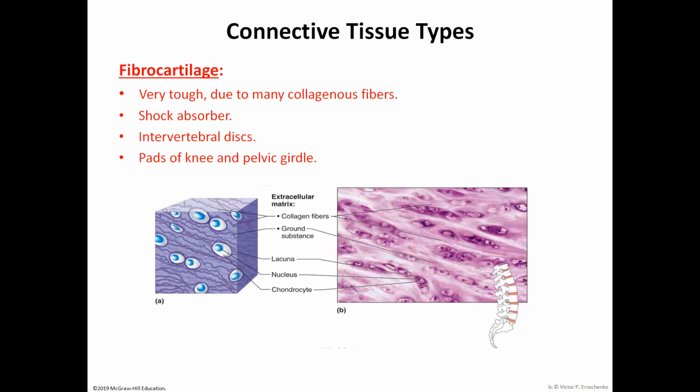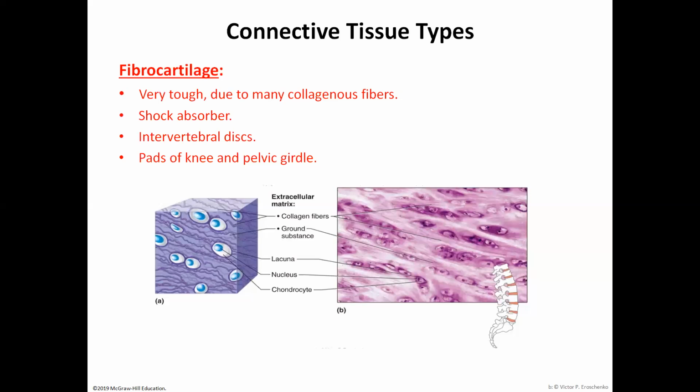And then last, we have something called fibrocartilage. What we'll see here is that they have a lot of collagen fibers. Again, you'll still see those chondrocytes. And when I look at the chondrocytes, it makes me think of green eggs and ham. I don't know why, but it does.